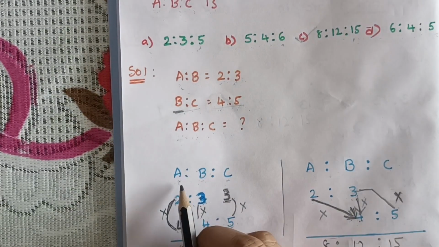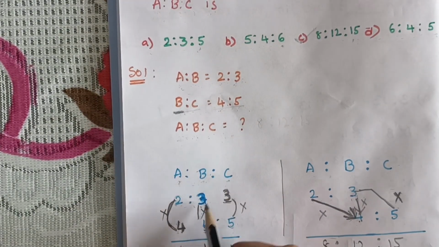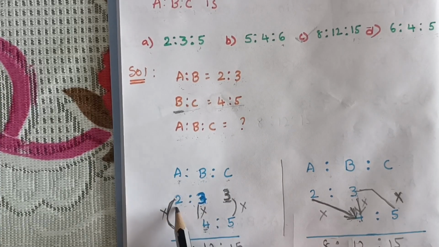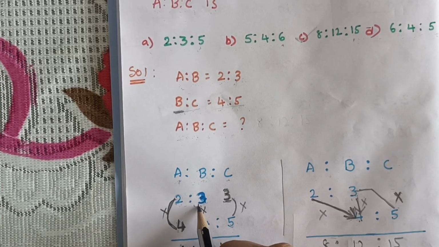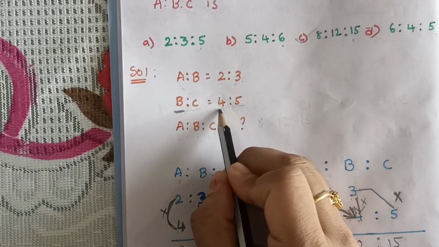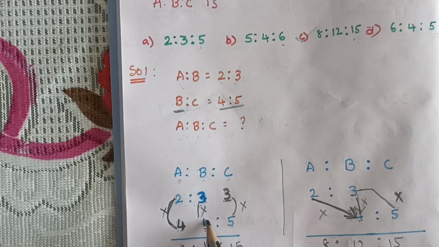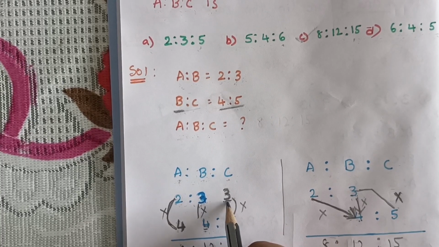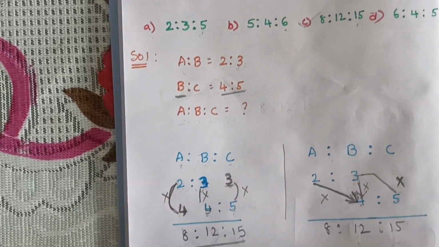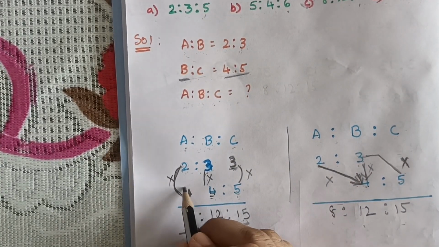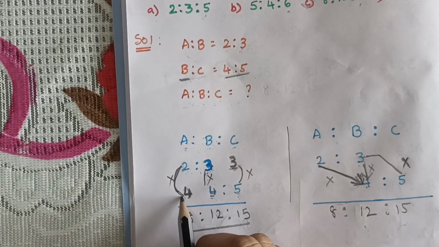In the same way, we will write here A is to B is to C values. A is to B values are 2 is to 3 and B is to C values are 4 is to 5. In the place of B, we will write 4. In the place of C, we will write 5. After the 3, we will write again 3 in the place of C. Before the 4, we will write again 4 in the place of A.